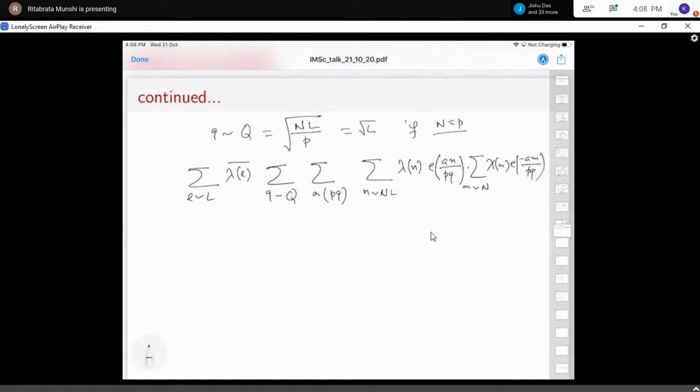Again, we apply Voronoi and apply Poisson. Let's see. If you apply Voronoi, the dual length will be again P squared Q squared.